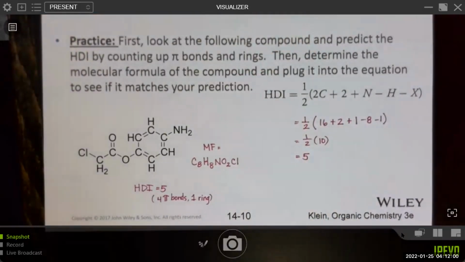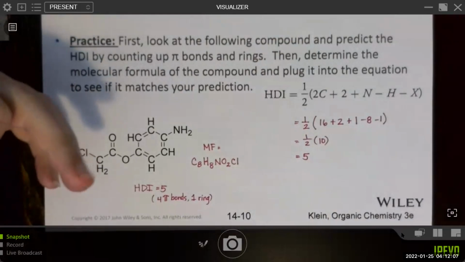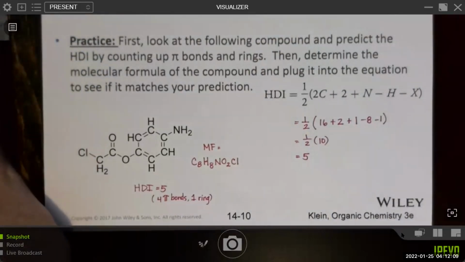So calculating the HDI when only given the molecular formula is really helpful to figuring out what's possible in terms of a compound. Because if I see a compound that doesn't have an HDI of 5, I know it can't possibly match this formula.